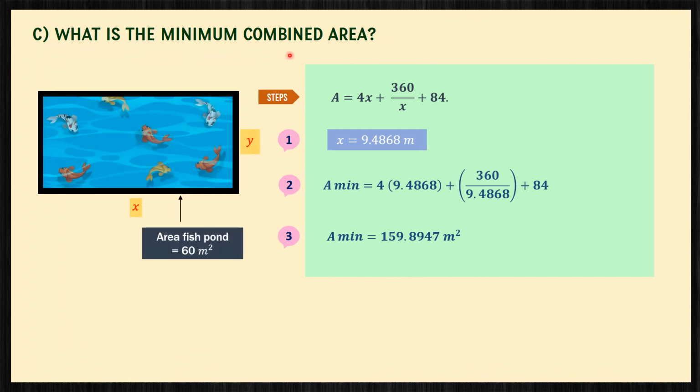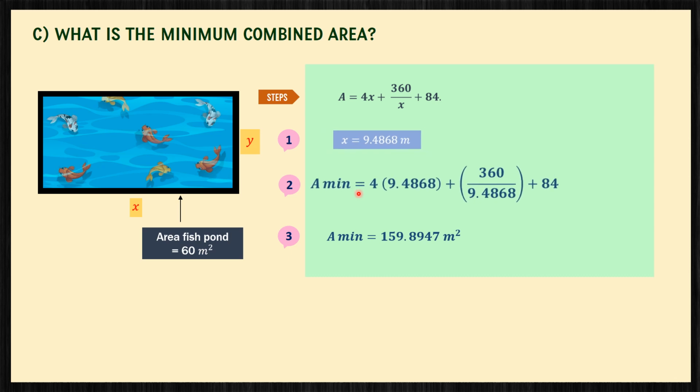What is the minimum combined area? So the area is equal to 4x plus 360 over x plus 84. So first step, in the previous slide we have already found the x value. So x equal to 9.4868 meter. To find the minimum area, second step we have to substitute x into the area. So the minimum area is equal to 4 times 9.4868 plus 360 divided by 9.4868 plus 84. So the answer is 159.8947 meter squared.